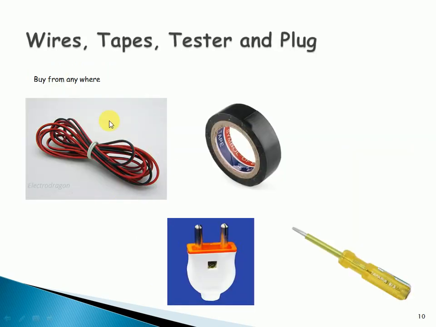These are some more things you need: some wires, one black tape, one male plug. This one is the main plug which will be inserted into our power point. And this one is a tester for opening and closing or making the screws tight, like the screws of the holders or screws of the driver. You just need this kind of tester so that you can open or close these screws.